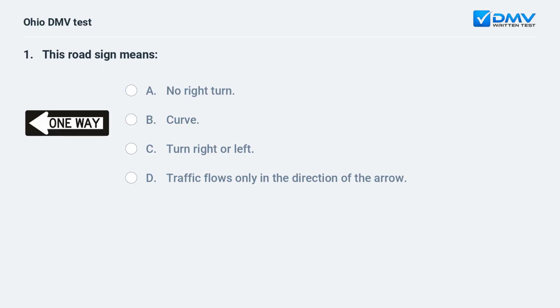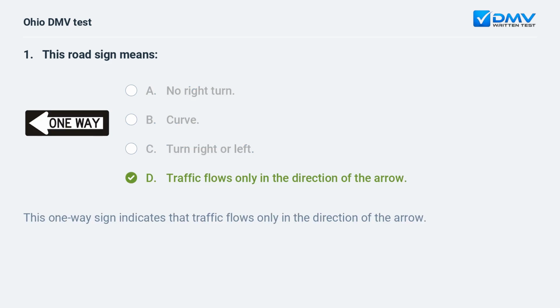This road sign means A. No right turn. B. Curve. C. Turn right or left. D. Traffic flows only in the direction of the arrow. D. Traffic flows only in the direction of the arrow. This one-way sign indicates that traffic flows only in the direction of the arrow.